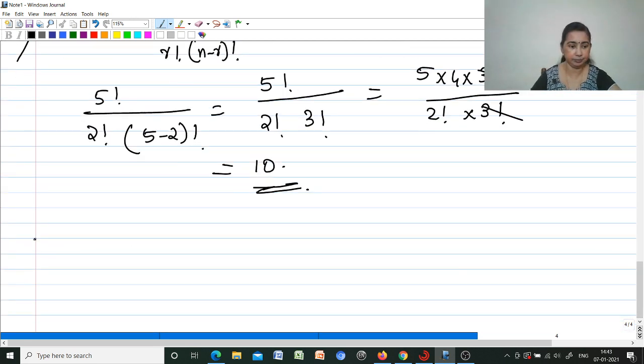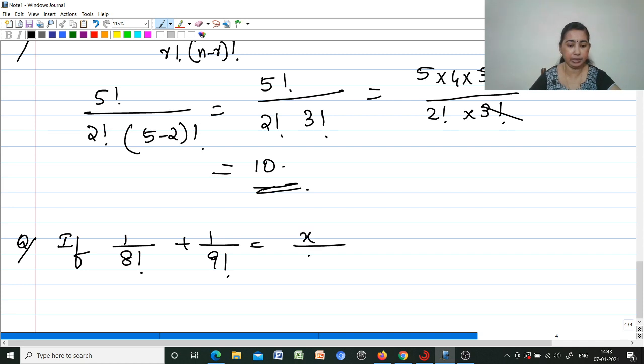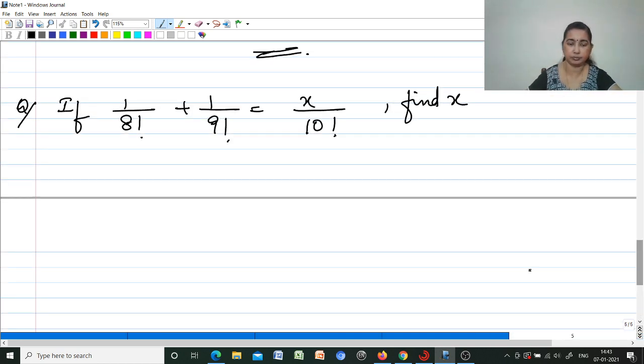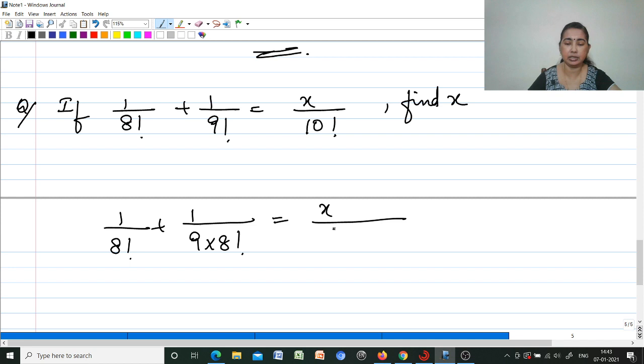Now next one, if 1 by 8 factorial plus 1 by 9 factorial is equal to x by 10 factorial, find x. So this can be written as 1 by 8 factorial plus 1 by, instead of 9 factorial, 9 into 8 factorial, is equal to x by, instead of 10 factorial, 10 into 9 into 8 factorial.